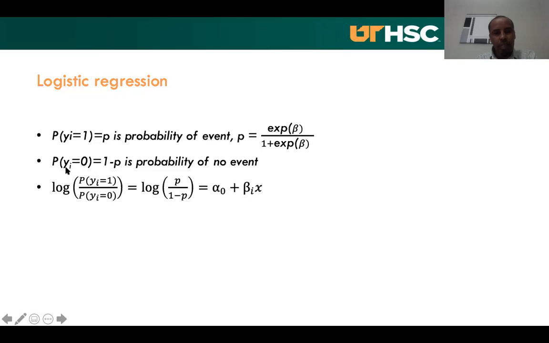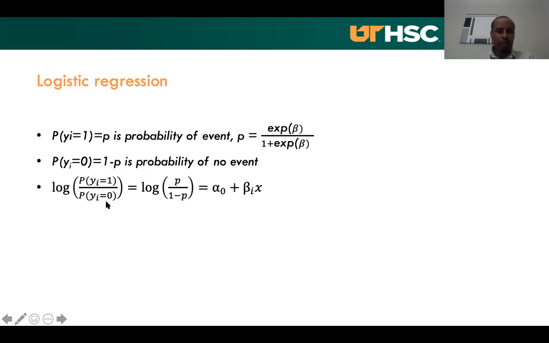The probability that the outcome is 0, meaning the event didn't happen, is 1 minus the probability that the event happened, because in probability, the probabilities add up to 1, or 100%. So if we find the probability of the event, we can find the probability that the event didn't happen by subtracting the probability that the event happened from 1.